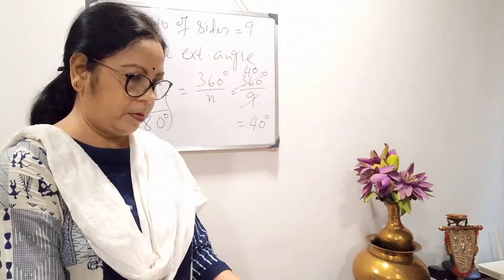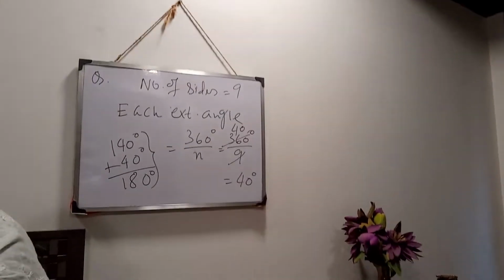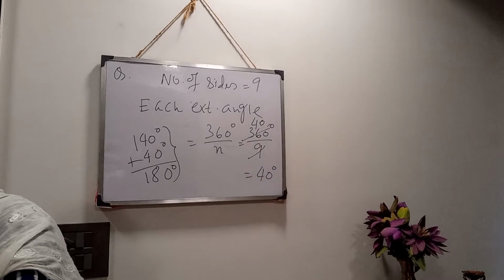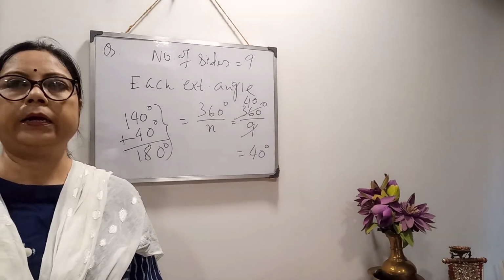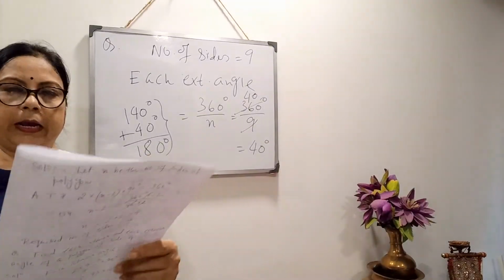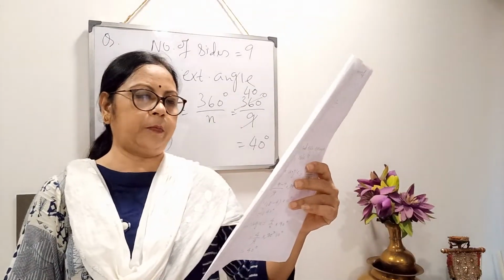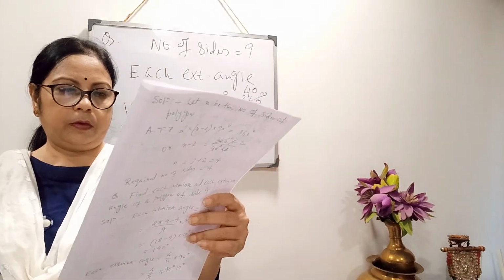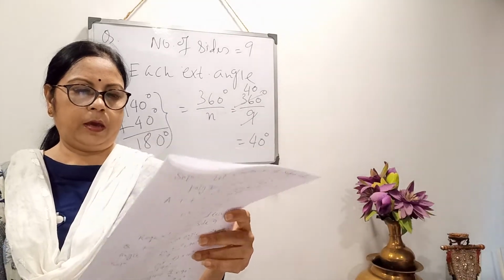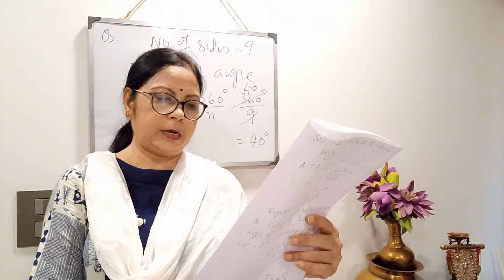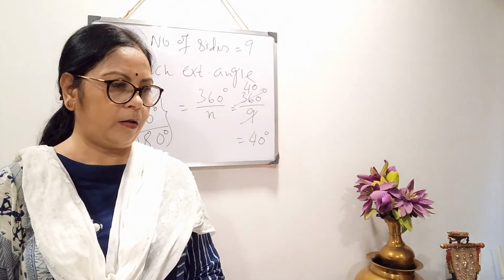Next type. Here it is told that if the sum of the interior angles of a polygon is equal to the sum of the exterior angles, then find the number of sides of the polygon. Okay, here it is told that the sum of the interior angles of a polygon is equal to the sum of the exterior angles of the polygon.